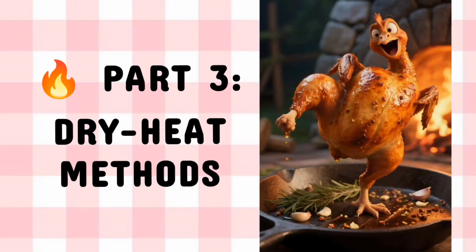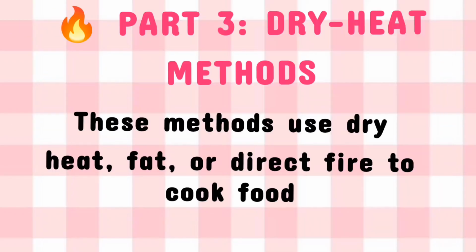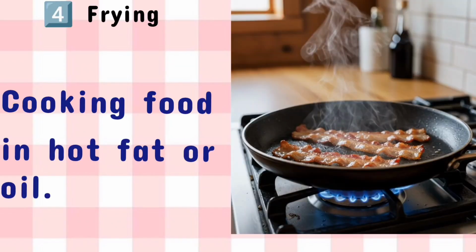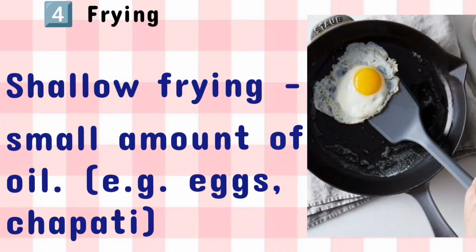Let's move on to the dry heat methods. These methods use dry heat, fat, or direct fire to cook our foods. Frying is cooking food in hot fat or oil, and we have two methods of frying. The first one is shallow frying, where we use small amounts of oil, for example, to cook foods like eggs and chapatis.